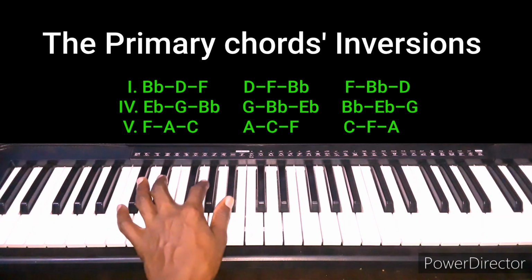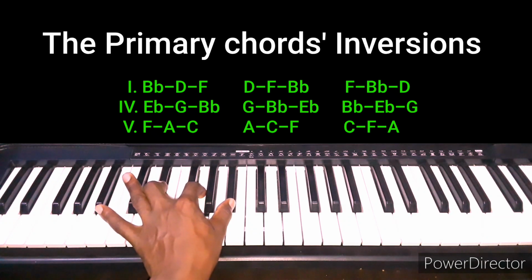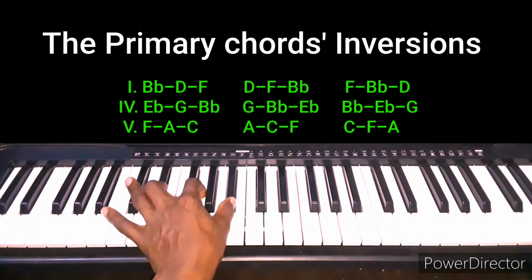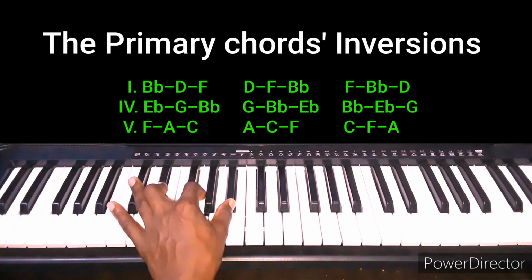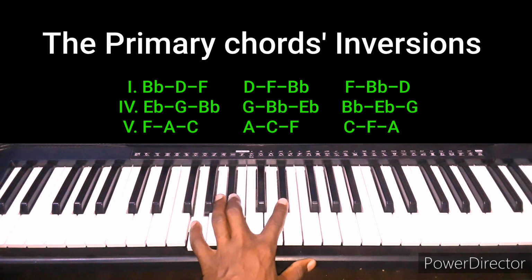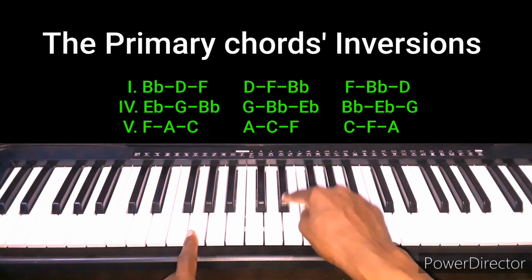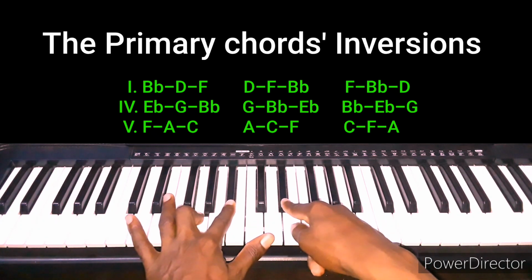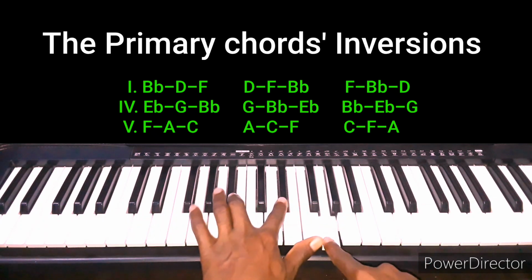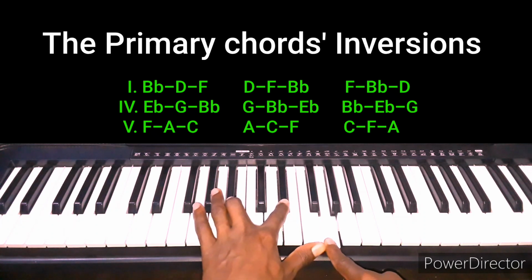The inversions of the 4. Root position, that's E flat major. Root position, this is first inversion with the E flat at the top, and then this forms the second inversion of the chord 4, E flat major in its second inversion.